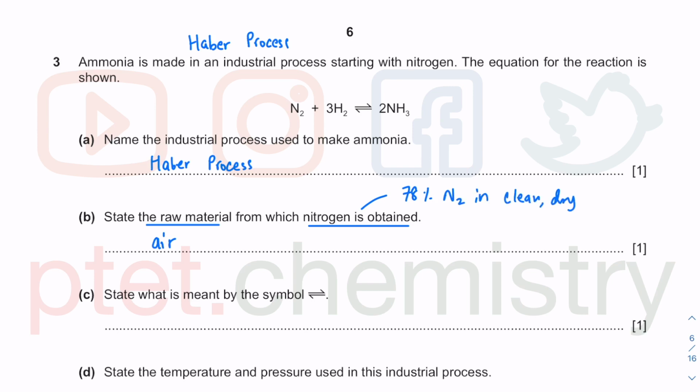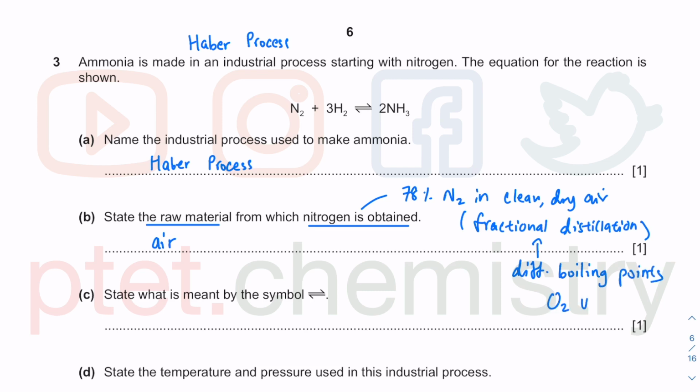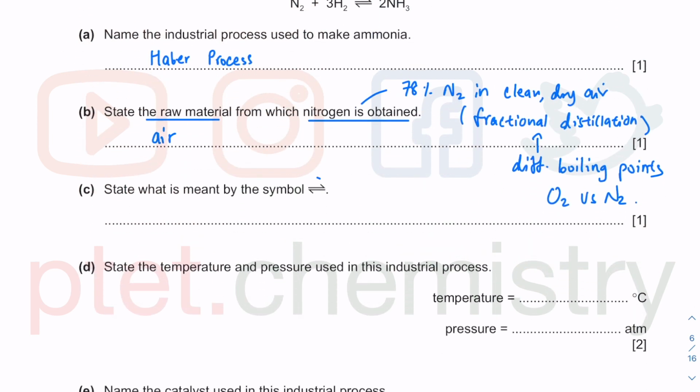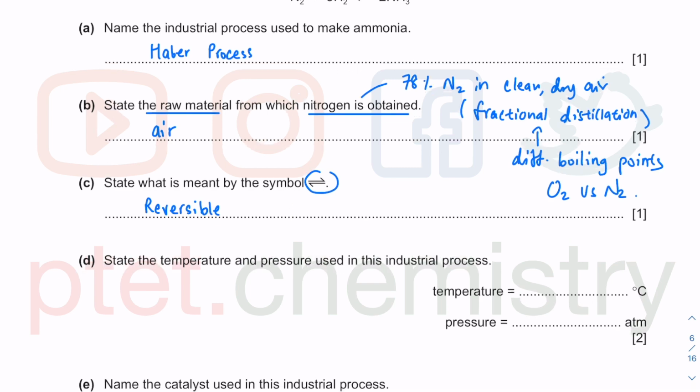So how are we going to get it from the air? We get it from fractional distillation of liquid air because they have different boiling points. So the different boiling points of the components in air, such as your oxygen versus your nitrogen, allows you to separate them based on their different boiling points there. State what is meant by this arrow here. This means reversible. So going from left to right is your forward, right to left, product to reactant, is your backward reaction.